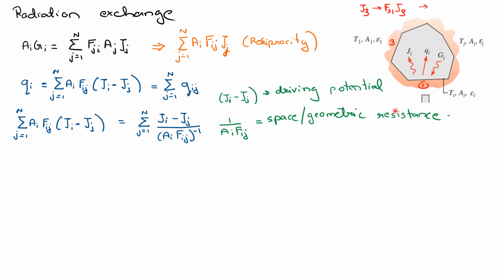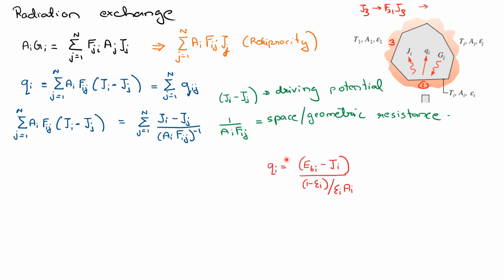In the previous slide we looked at surface radiative resistance, and this is another type of resistance which is caused due to the view factor between the two surfaces, and it's called the space or geometric resistance.